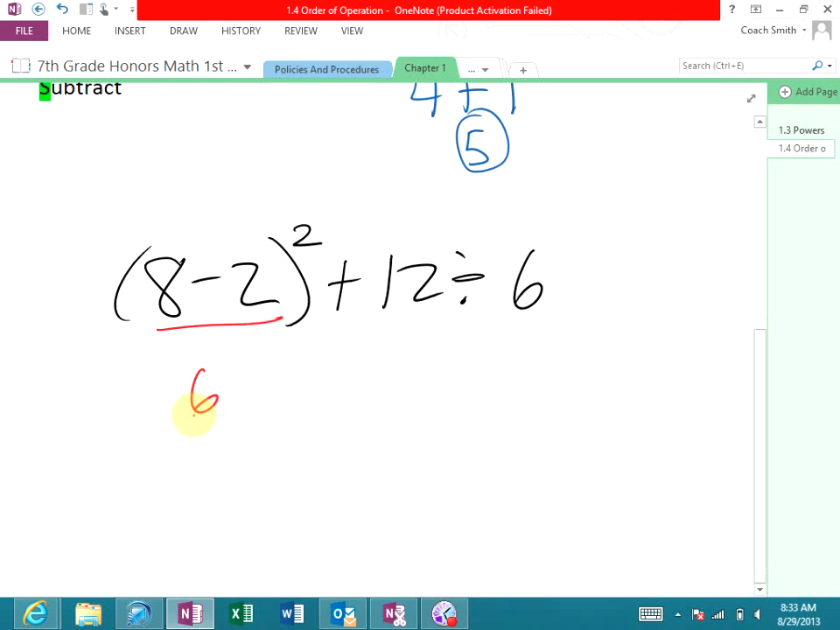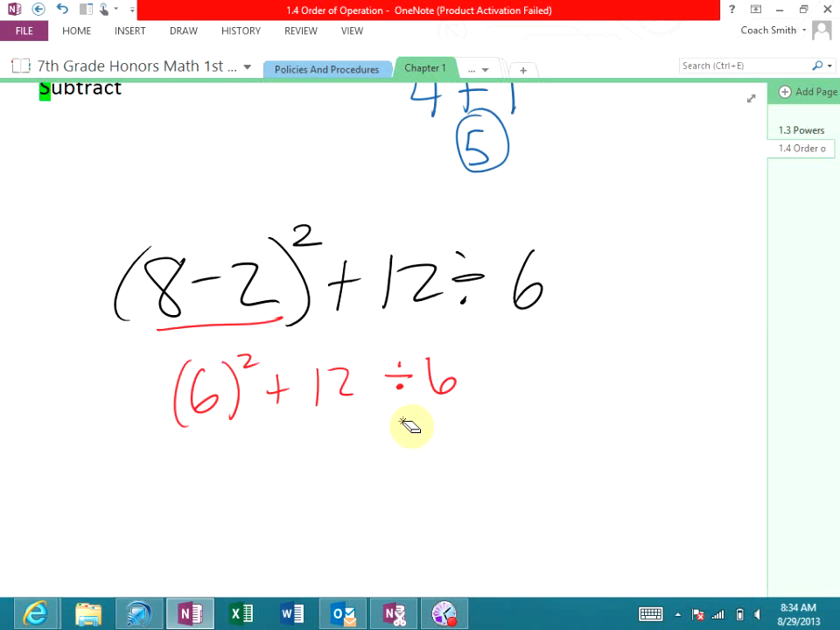Now, this is where most people struggle. Okay, a lot of you want to write the least amount possible. Okay, well, when you're doing order of operation, you really can't do that. You really need to rewrite the whole problem. Okay, so if I rewrite the whole problem, what I have then is 6 raised to the second power plus 12 divided by 6.